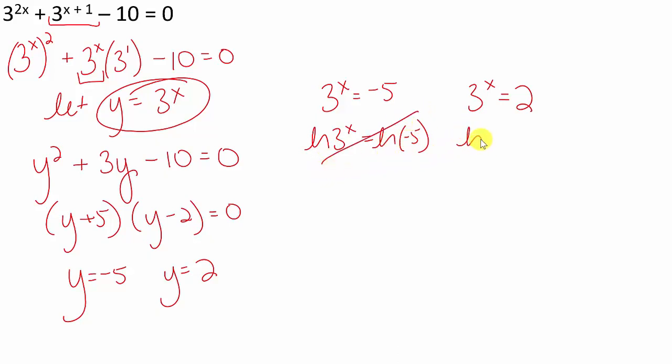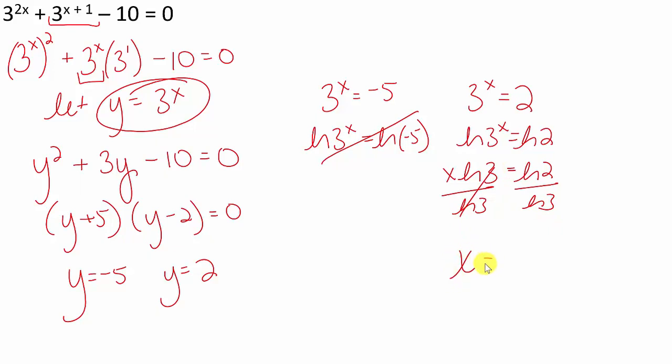And then I'm going to do natural log of 3 to the power of x equals natural log of 2, move my x to the front, and then divide by natural log of 3. When I do this, I'm going to get x equals 0.631, and that is my only answer for this problem.